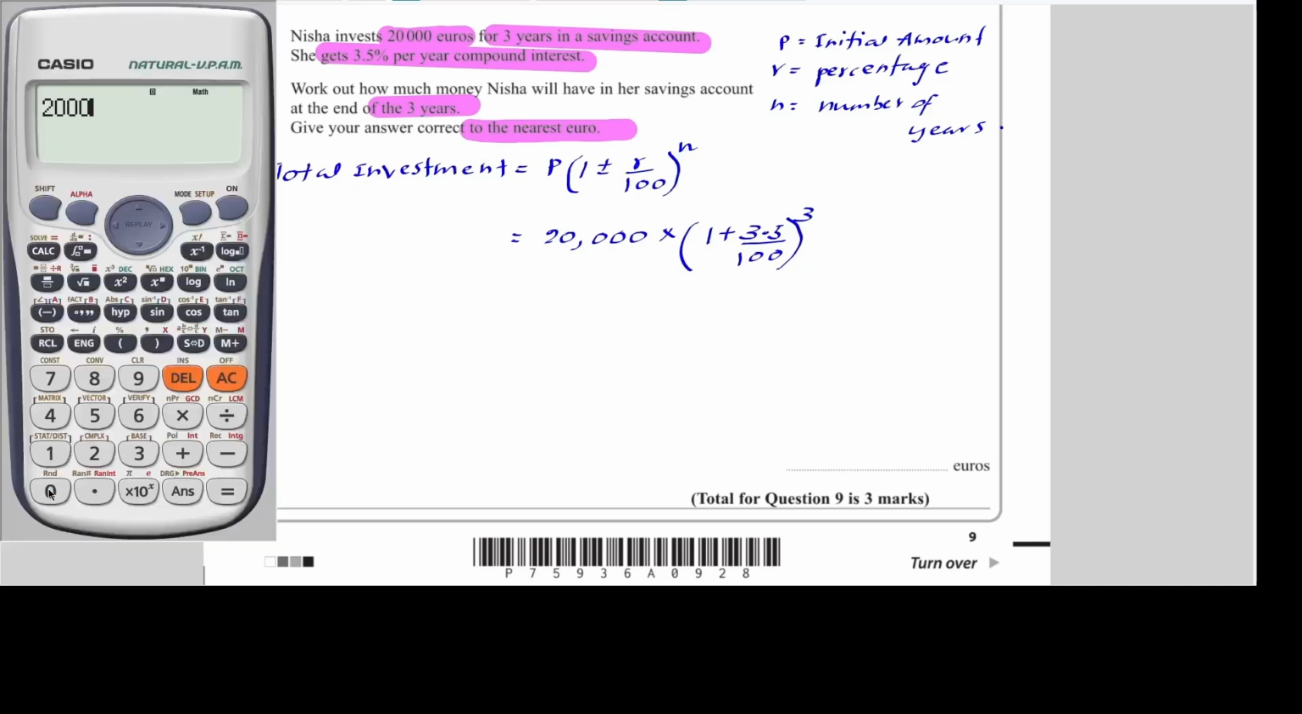Now let's get the value. 20,000 into brackets 1 plus 3.5 over 100, close the bracket raised to the power of 3 because there are 3 years. Then the answer comes as 22,174.3575.